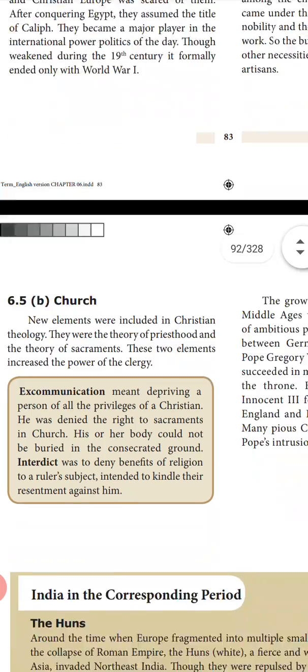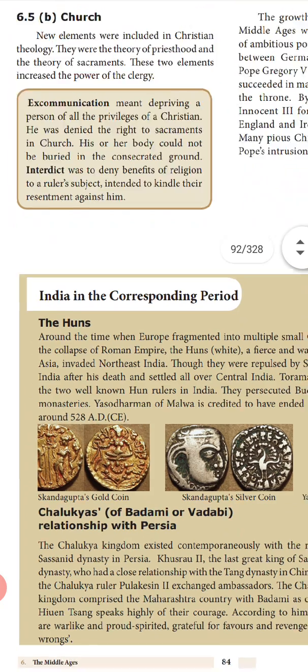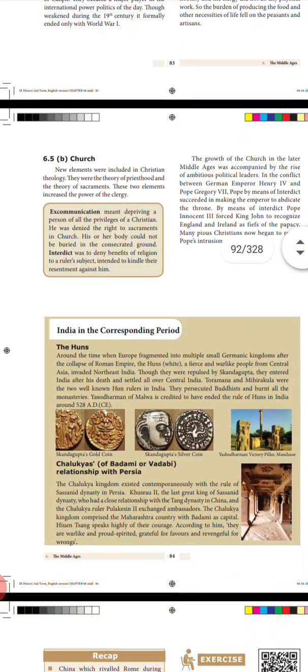Okay, children. Next but last, India in the corresponding period. In the Middle Ages, what was India's condition? Okay, children, let us know. Around this time when Europe fragmented into multiple small Germanic kingdoms after the collapse of the Roman Empire, the Huns, the white people, a fierce and warlike people.